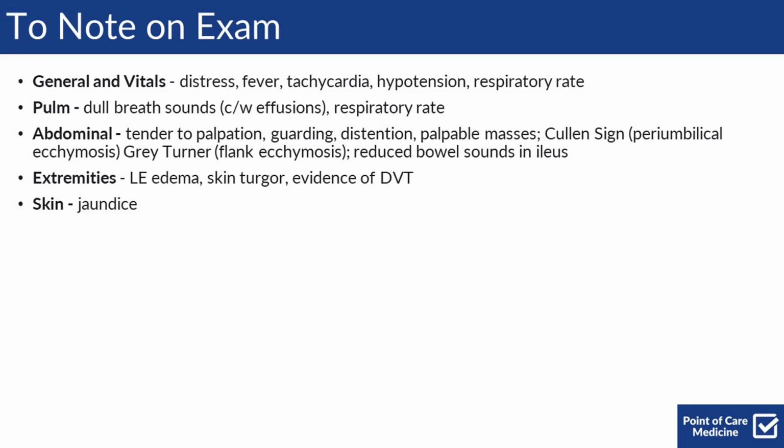The Cullen sign, which is periumbilical ecchymosis, or the Gray-Turner sign, which is flank ecchymosis, can suggest severe pancreatitis. Also note any reduced bowel sounds that may suggest an ileus. For the extremities, note the presence of any lower extremity edema, the skin turgor, and evidence of a DVT. And for their skin exam, note whether they have jaundice.